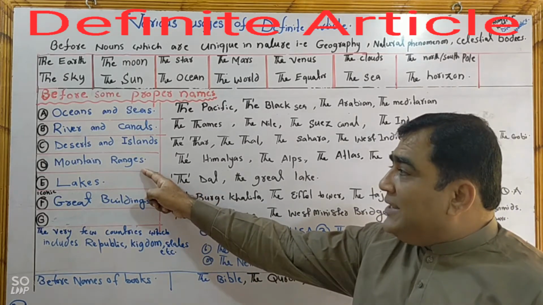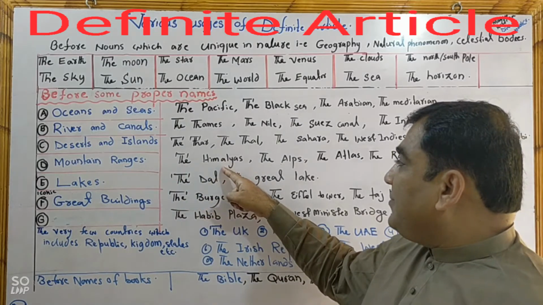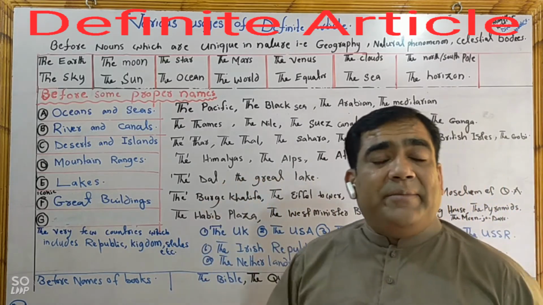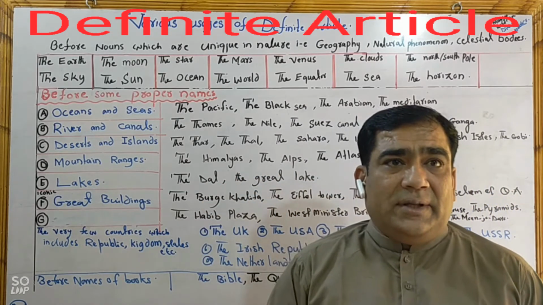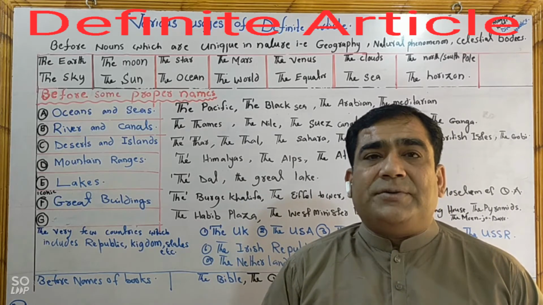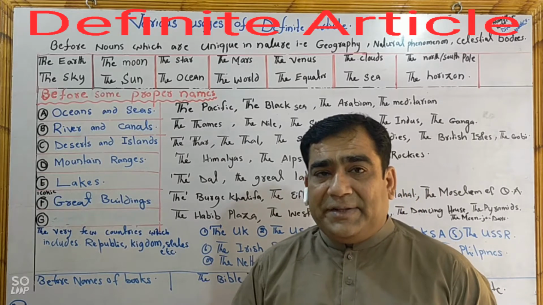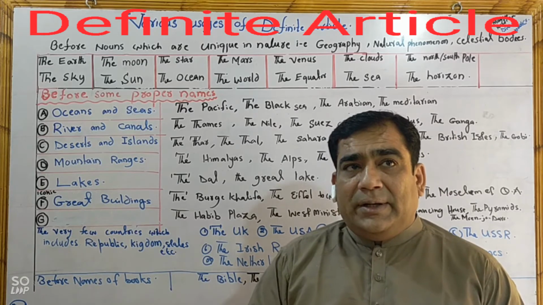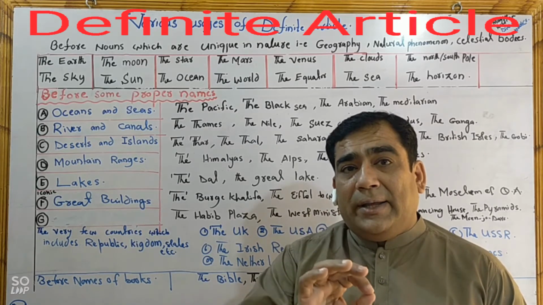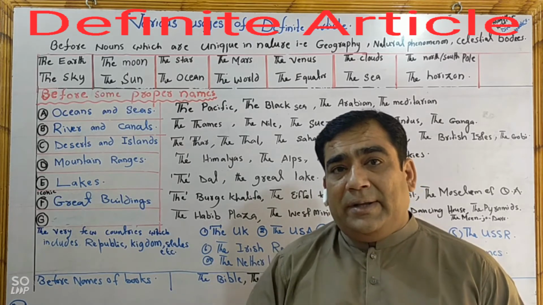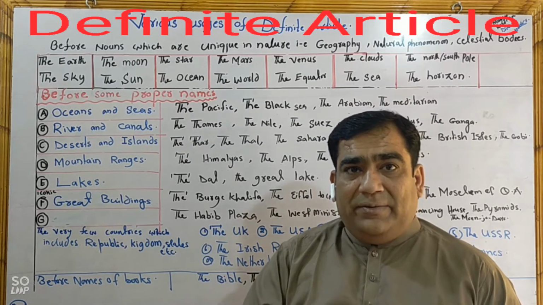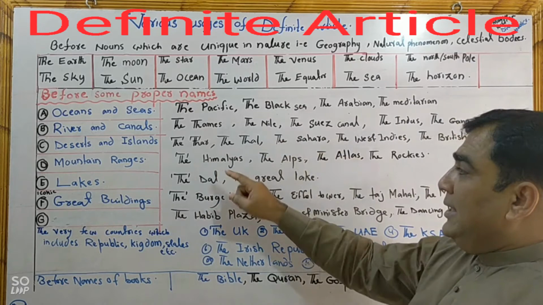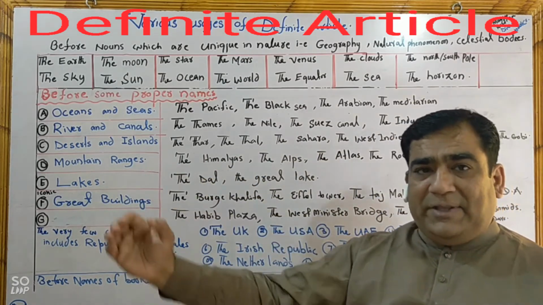Coming to mountain ranges: the Himalayas, the Alps, the Atlas, the Rockies. Sometimes, dear student, we are baffled whether they are mountains or ranges. But I must tell you one thing: whenever we have the word mountain, or Mt. with the word Mount Everest, we will not put a definite article "the" there. But some examples can carry it because of the ranges, because of the groups.